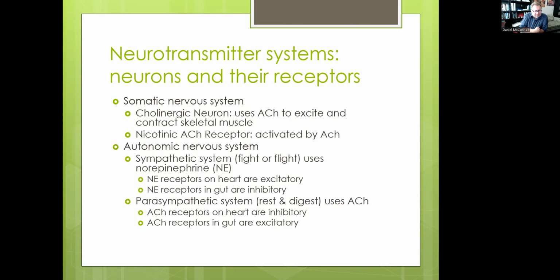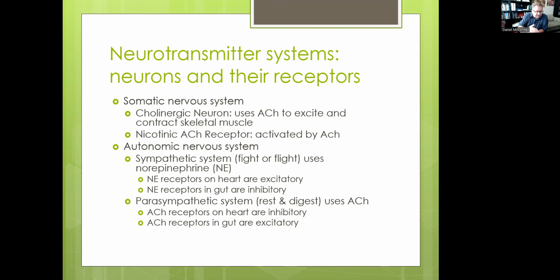Now, in the autonomic nervous system, remember, it is subdivided into the sympathetic nervous system, which is the fight or flight response, and the parasympathetic rest and digest response. So as we previously mentioned with Loewi's discoveries here, norepinephrine is the hormone/neurotransmitter that is excitatory on the heart, but also, curiously, inhibitory in the digestive system, in the gut. Acetylcholine is the opposite, right? It is inhibitory on the heart and excitatory in the gut, right?